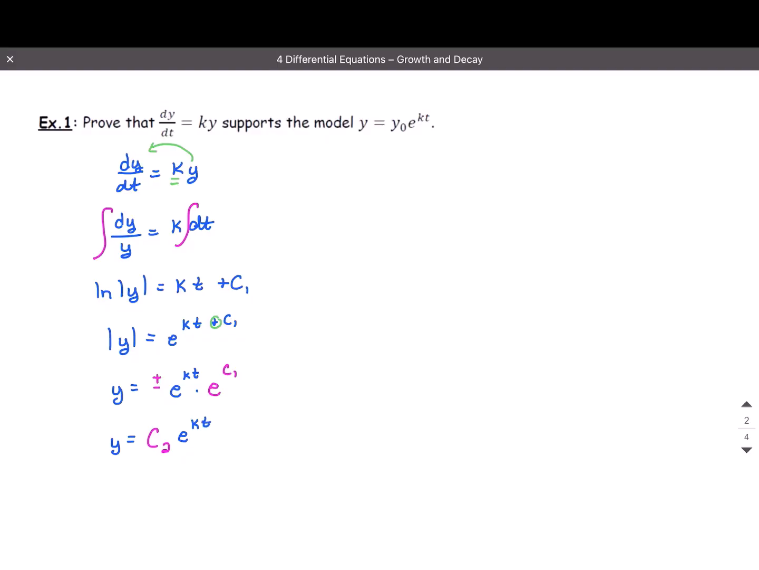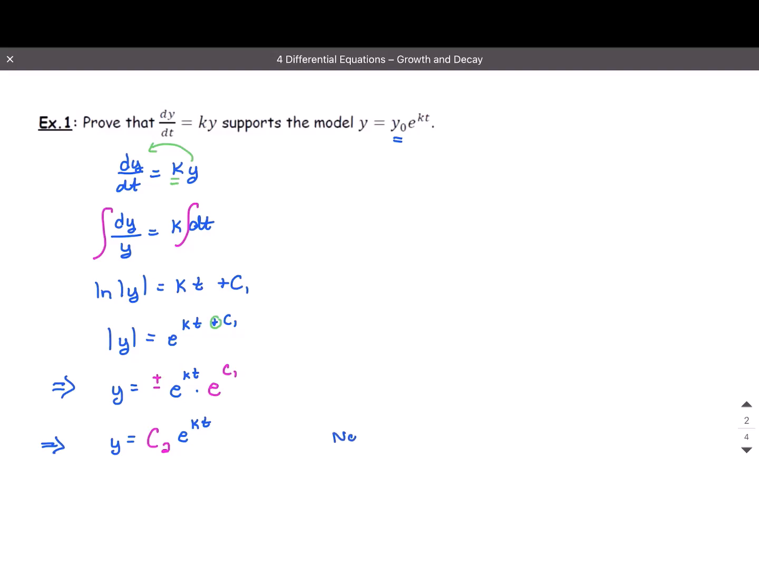Now, why did I do that? Because it's much simpler to solve this than it is to solve that messy thing, okay? All the plus and minuses and the e raised to the exponent is all wrapped up into one nice, neat constant now. And that's our solution, but wait a minute, is that y equals y naught e to the kt? The question is, is C2 y naught?